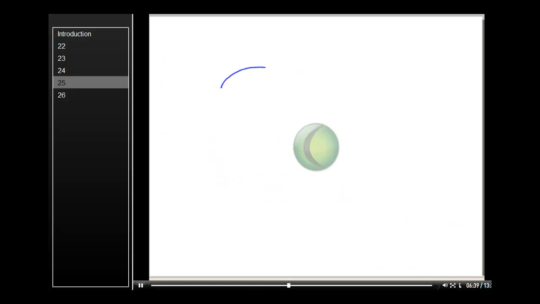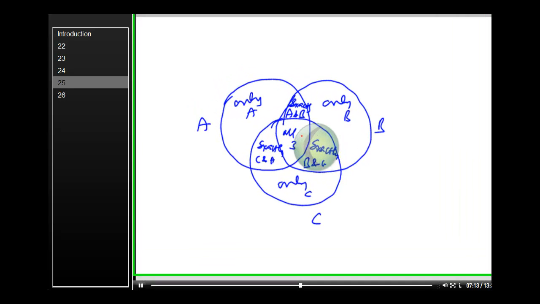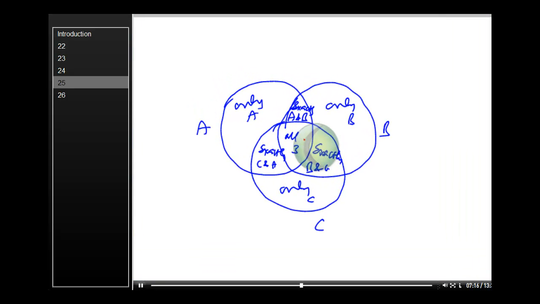Now we look into three variables. Let's take them as A, B, and C. This place is only A, this is only B, this is only C. We have exactly A and B, exactly B and C, exactly C and A. You have all three. So you'll find there are 7 places. If you fill up these places, you can answer any kind of questions. Let us take an example.